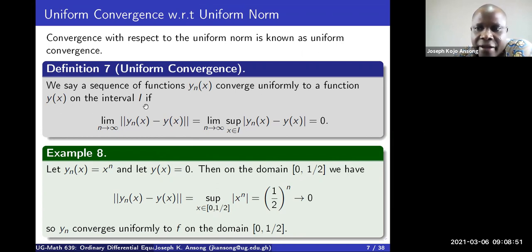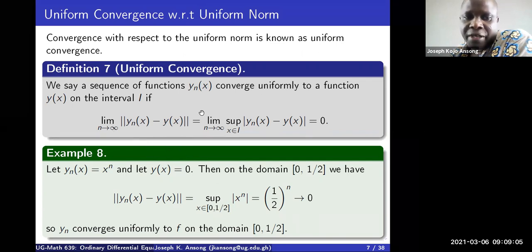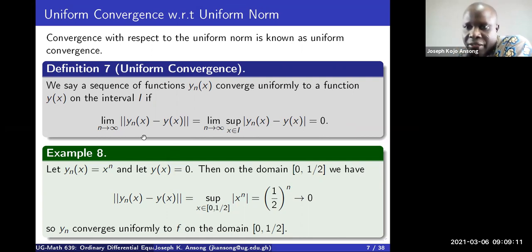on the interval I, if the limit as n goes to infinity of the sup norm, or the uniform norm, of y_n of x minus y of x is equal to 0. So if the limit as n goes to infinity of the sup norm is 0, then we say that the sequence of functions also converge uniformly. So that is another way you can define uniform convergence. So we're going to use that to solve this example here.